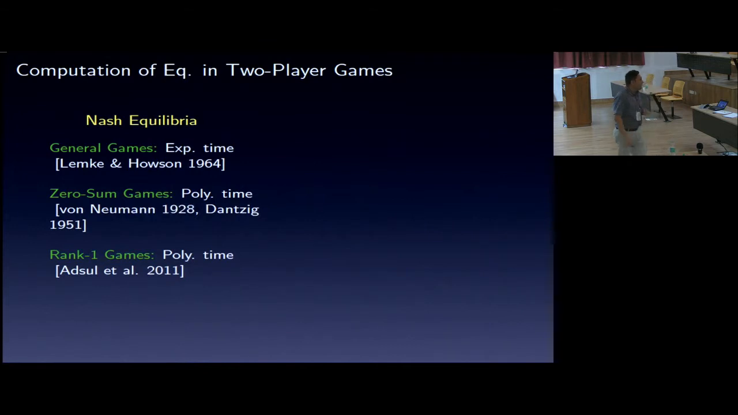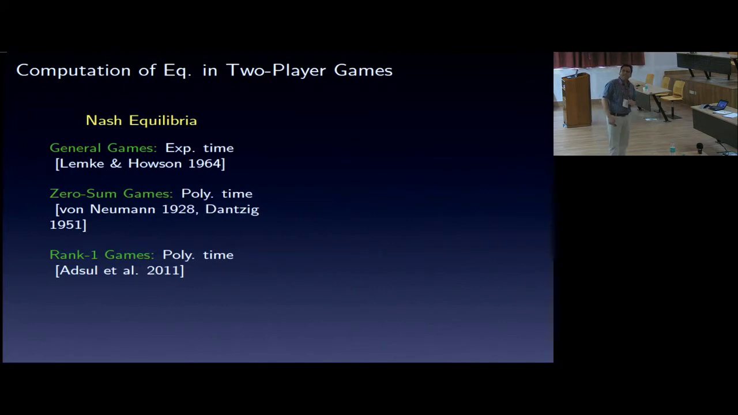There are other interesting classes of games. Here's a result by Ruta, Jugal, Atsul, and Milinsohni, which says that if your game is rank 1, that is, you look at the sum of the two payoff matrices A and B, and that sum matrix A plus B is of rank 1, then again you can find an exact Nash equilibria in polynomial time. So again, another interesting class of games which admits efficient computation of Nash equilibria.